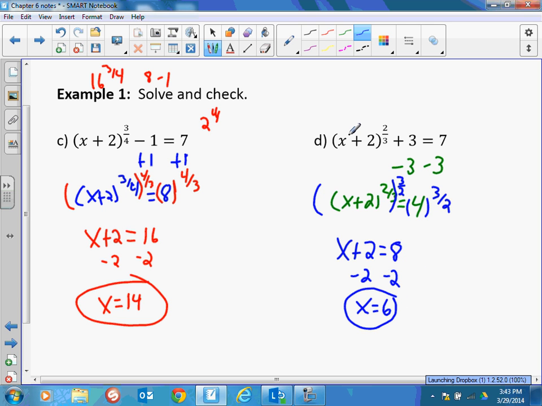You can plug that back in and check it. 6 plus 2 is 8. 8 to the 2/3. The cube root of 8 is 2. 2 squared is 4. So you get 4 plus 3, which equals 7. So we know it checks out. Okay, so I do encourage you to check. You don't have to write it out, but I want to encourage you to check each of your answers. Let's go to the next one.